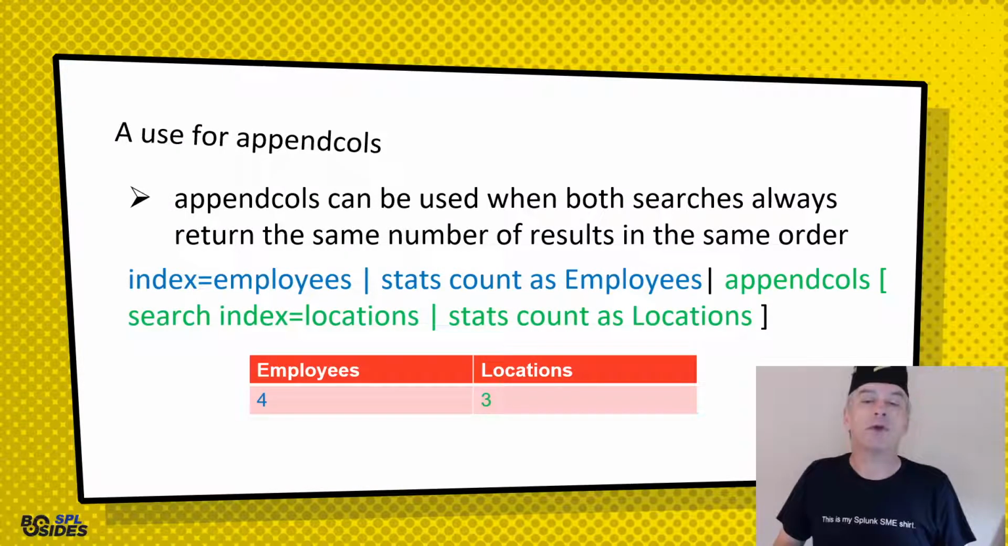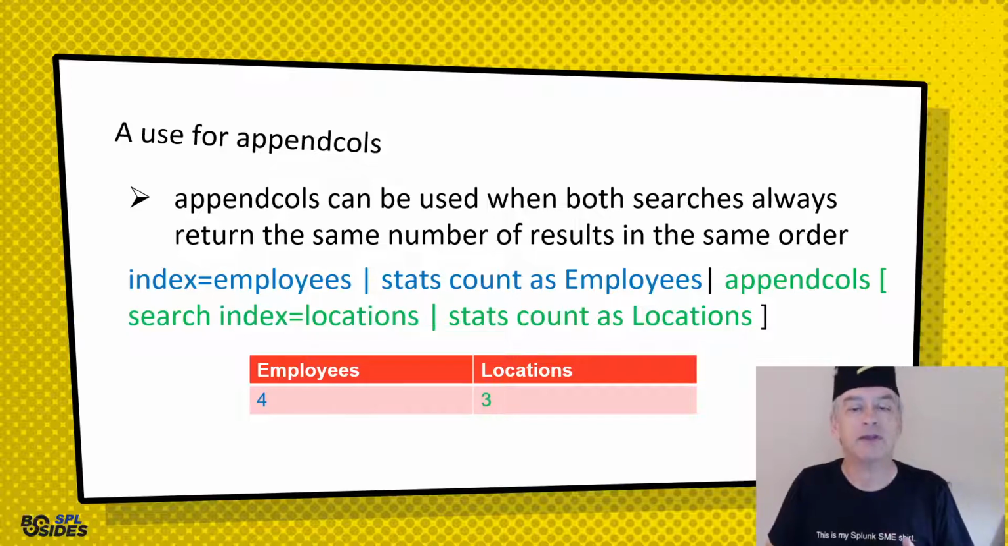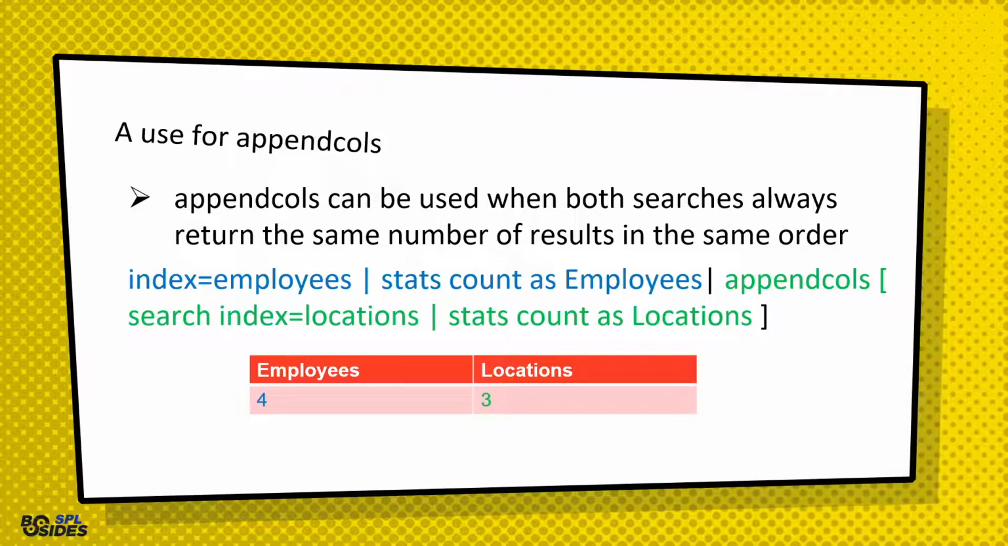After all that, you may be wondering when you can use appendcols at all. Well, appendcols is an option only when both the main search and the subsearch are known to always return the exact same number of results in the exact same order every time. In this example here, the main search counts the number of entries in the employees index, and the subsearch returns a count of the number of entries in the locations index. Since both searches return the same number of results in the same order, we can safely use appendcols.